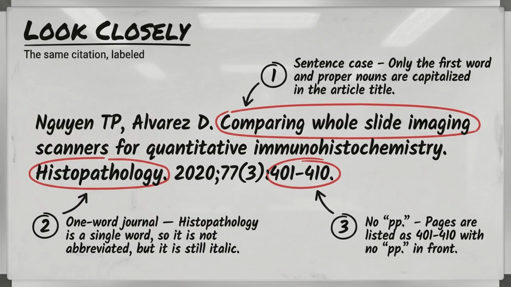Let's look closely at a second example so the rules stick. First, sentence case. Notice the title capitalizes only the first word. No title case where every word is capitalized. Second, the journal here is Histopathology, a single word, and AMA never abbreviates a one-word journal title, but it is still italicized. Third, notice the pages are written 401-410 with no PP in front. AMA does not use PP before page numbers. These three are among the most common errors I see.